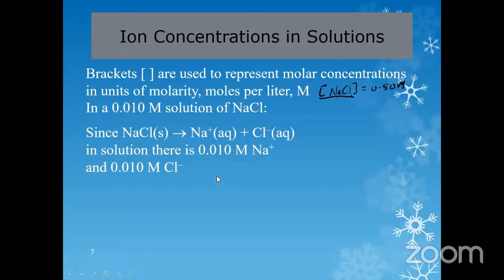So one could also say that the total concentration of ions in this solution would be equal to 0.010 M plus 0.010 M, which would be equal to 0.020 M, all right? So that's the total concentration of sodium and chloride ions present in this solution.